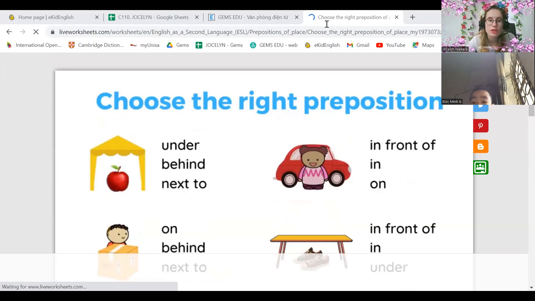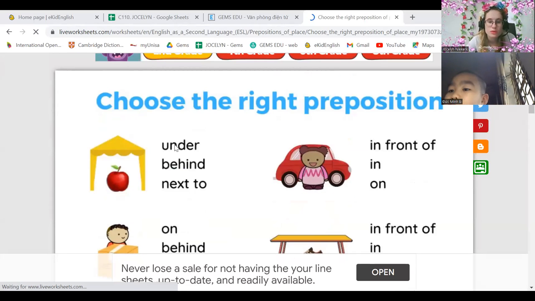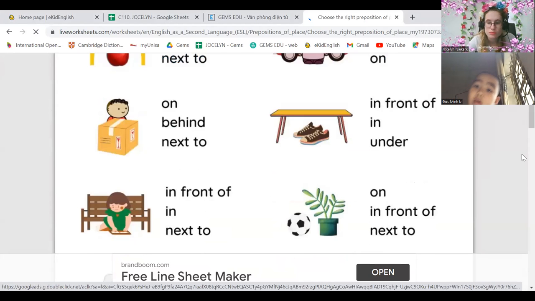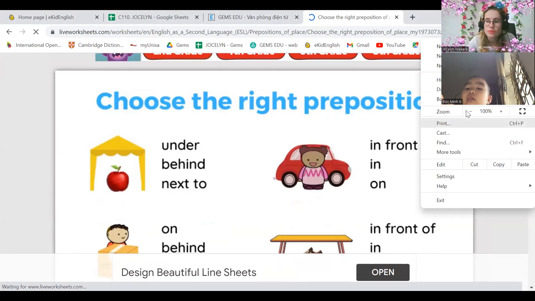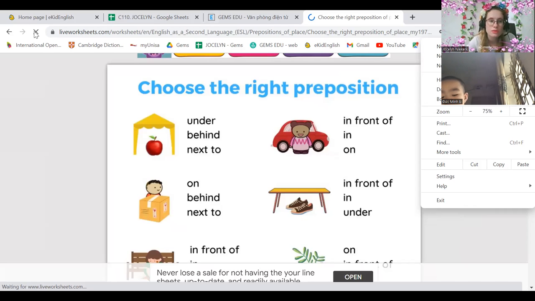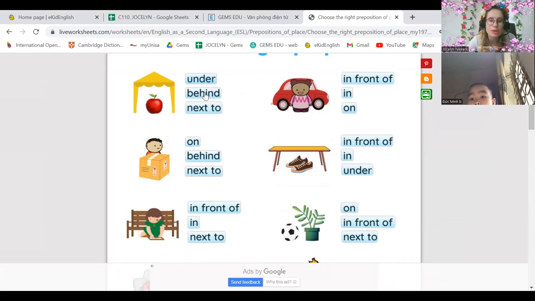All right, so have a look. Where is the apple? Where is it? I don't see it. Okay. Pokemon, please relax. Is the apple under, behind, or next to? Under the tent. Good. Okay, let's have a look.